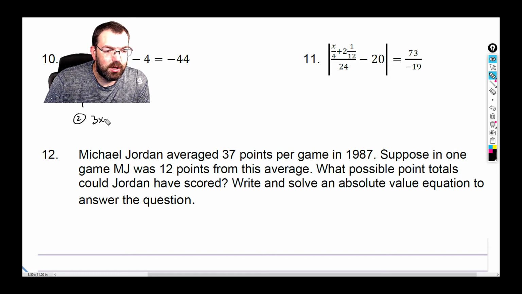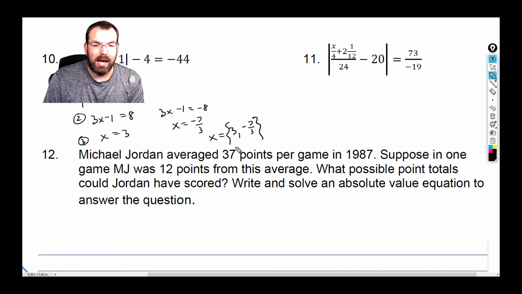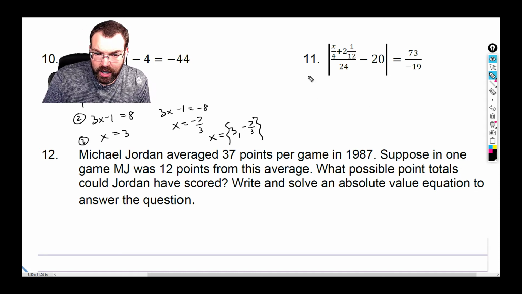Number 2, make my 2 equations. 3x minus 1 equals 8, and 3x minus 1 equals negative 8. Then the third step, remember, is to solve. So add 1 is 9, divide by 3 is 3. Add 1 is negative 7, divide by 3 is x equals negative 7 thirds. So x equals curly bracket 3 comma negative 7 thirds, curly bracket.